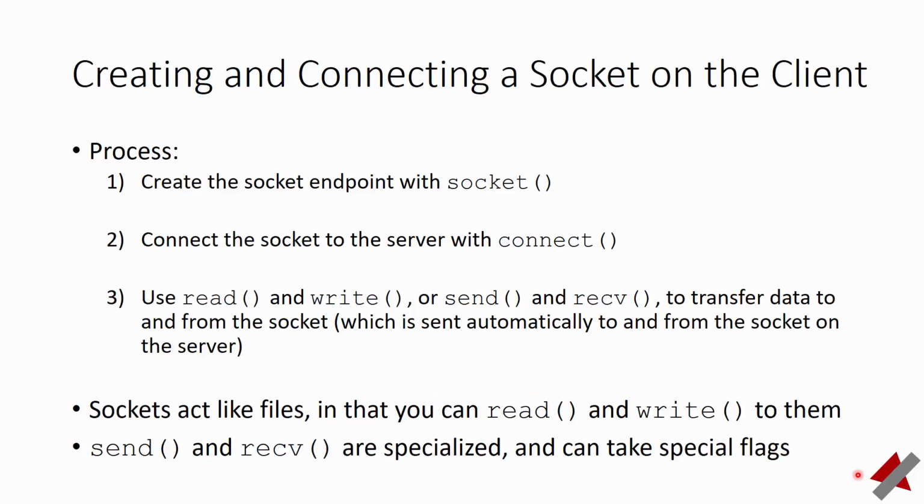So here is the process we're going to use to make these connections. Step 1 is going to be create the socket endpoint with socket. So you're going to instantiate the socket with this socket call. Then we're going to connect the socket to the server on the other end with a connect call. After that's done, we can use read and write, or send and receive, which are the more network-oriented versions of read and write, to transfer data to and from the socket that we just created. So you send data to the socket, and then the network API below your application level, so all the libraries that are involved there, will send automatically that data to the socket on the other end.